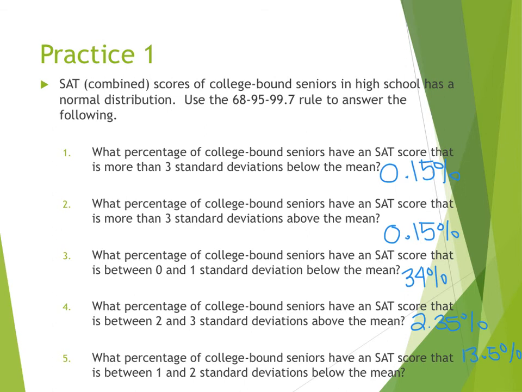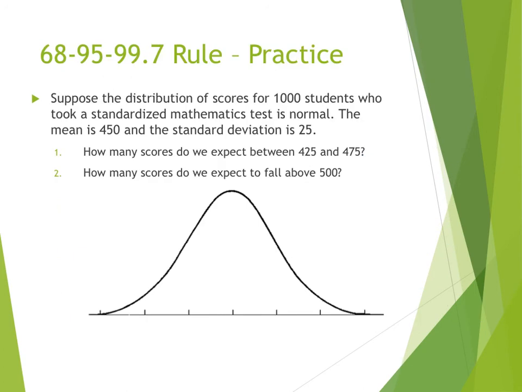So you can see the answers here, and we can also use this information moving forward, finding how much data may fall in that area. Here we're going to look at the distribution of scores for 1,000 students who took a standardized mathematics test, and we found that it is normal. The mean is 450 and the standard deviation is 25. So you're just going to go ahead and fill in those pieces.